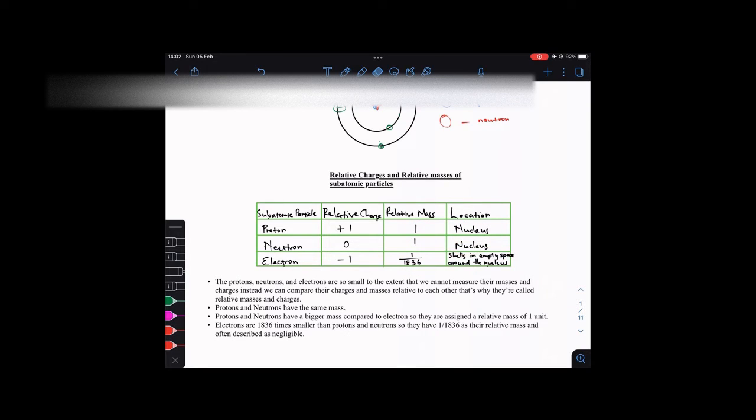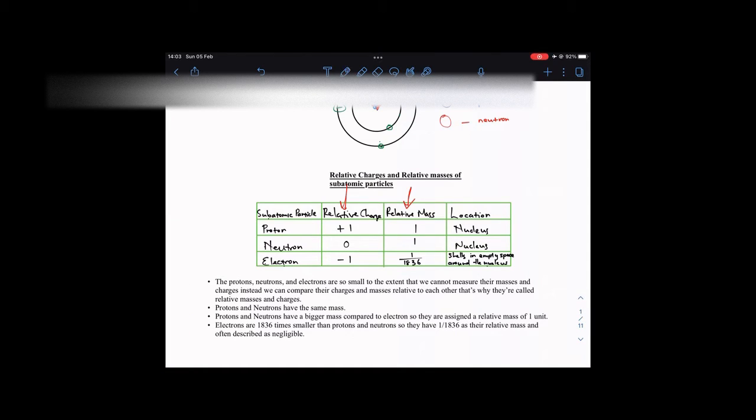I want to explain why I wrote it as relative charge and relative mass. The protons and the electrons are so small that we can't measure their mass to say the mass of a proton is 1 times 10 to the power of minus some very big number. It won't make sense to have such a small number. So scientists decided to measure the mass relative to each other, since we can't actually measure the mass.